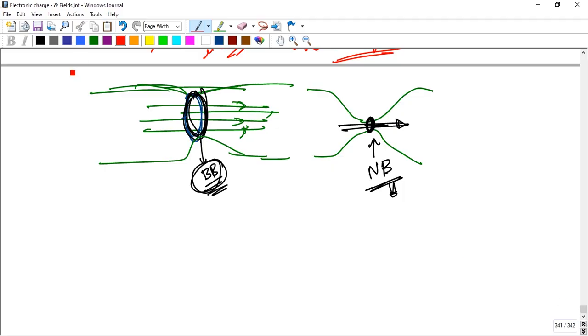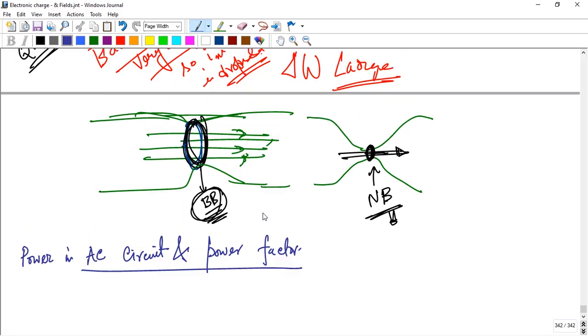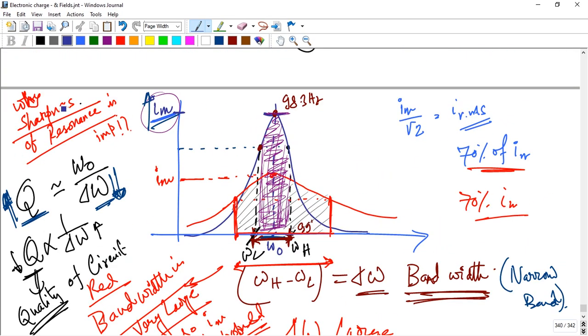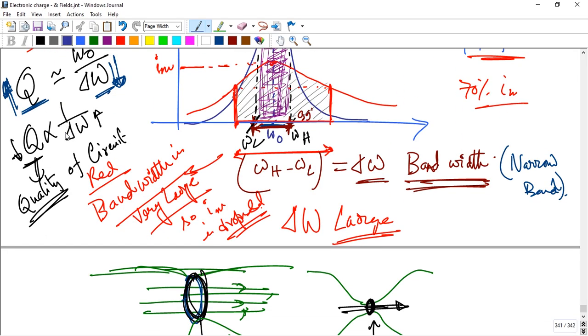Power in AC circuit and power factor. That is included in our syllabus, and the sharpness of resonance is excluded from our syllabus. But the discussion is very important for a better understanding of what resonance is and the importance of resonance.